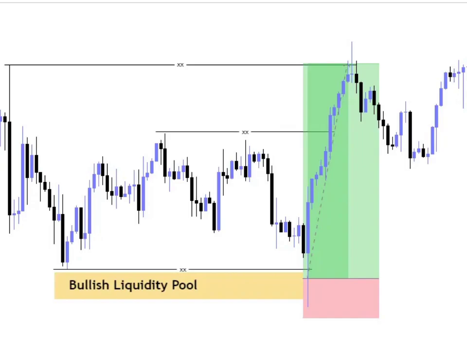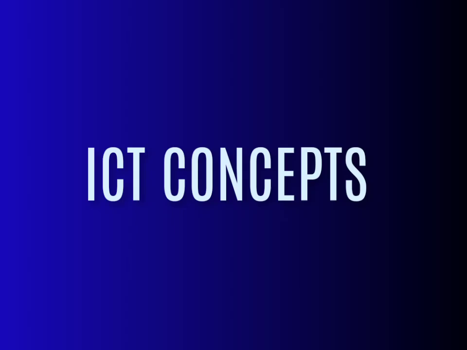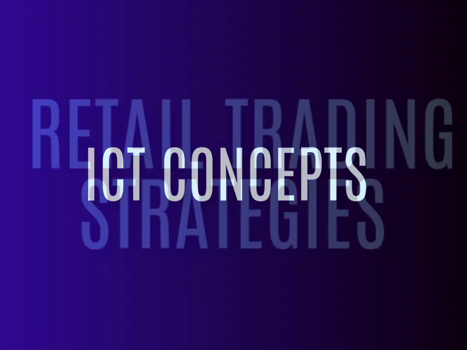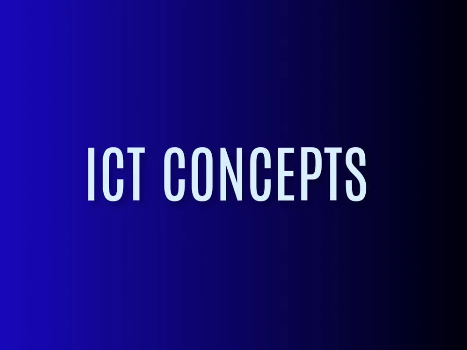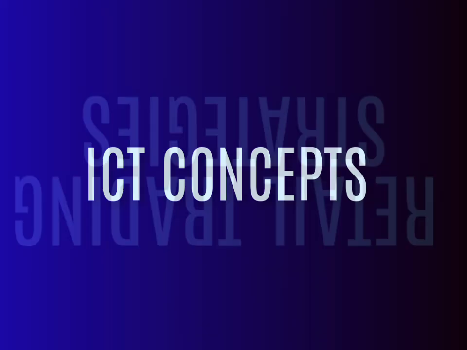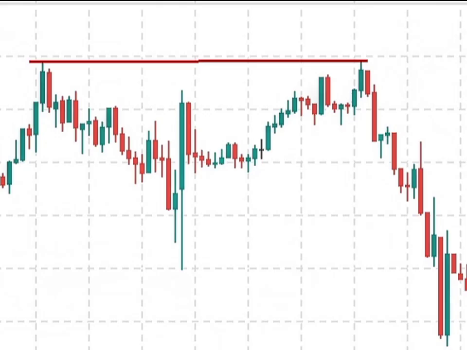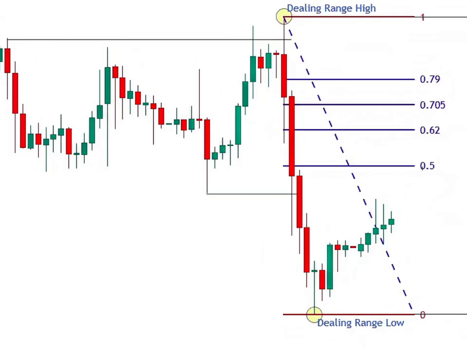Now here's the big question: are ICT concepts plagiarized or improved? Let's call a spade a spade. There's definitely overlap between ICT concepts and traditional retail strategies. I mean, supply and demand, Wyckoff, Fibonacci, they're all in there. But ICT doesn't just copy these ideas, it flips them on their head. For example, instead of seeing double tops as strong resistance, ICT sees liquidity. Instead of using Fibonacci blindly, it layers it with institutional logic.